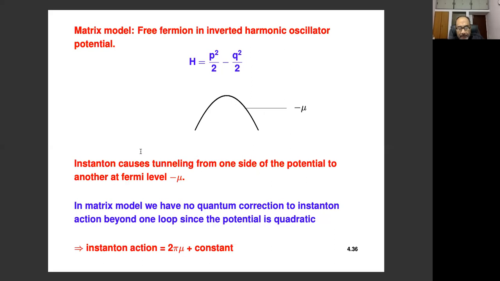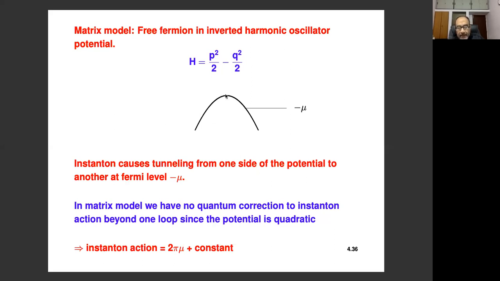So the instanton action can be calculated easily; it is just a simple classical problem: inverted harmonic oscillator motion. You can check that the instanton action is given by 2 pi mu. This is a classical action. And then there's a constant, which can come from quantum fluctuations around the instanton background.